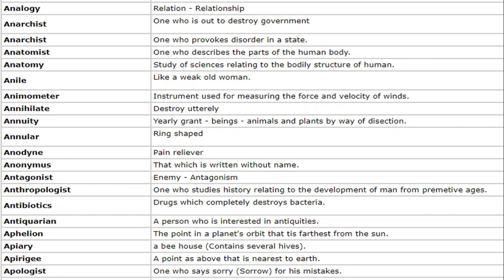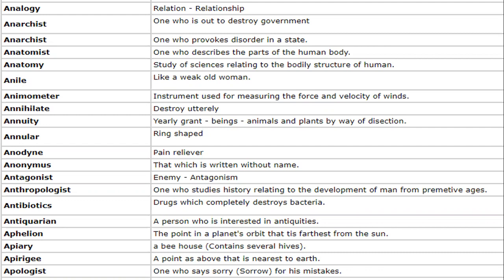Anatomist, one who describes the parts of the human body. Anatomy, study of science related to the bodily structure. Anile, like weak old women. We say like old women, they are weak, we say anile. Anemometer, instrument for measuring the force and velocity of winds. Then annuity, yearly grant. Then annular, ring shape, like annular rings you find in a tree. By counting the rings, you can see the age of the tree.